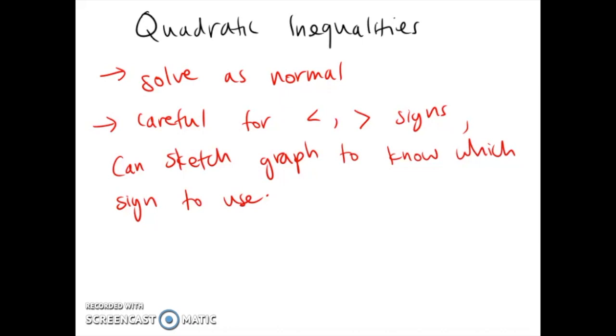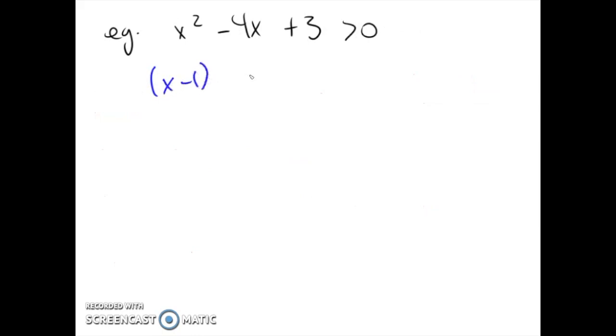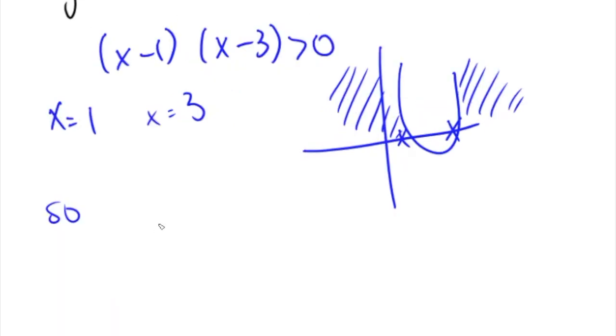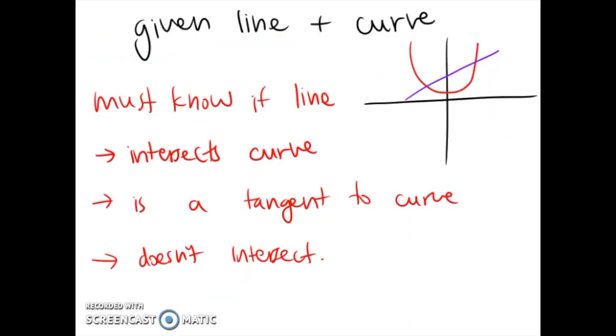Next, we're going to look at quadratic inequalities, and these are fairly straightforward because all you would have to do is solve for x as normal, and then be careful of the greater than or less than signs, and you can sketch a graph to help you with that. So as an example, x squared minus 4x plus 3 is bigger than 0. First you just solve it as normal, so you would factorize it and find that x is 1 and x is 3, and then you can sketch a graph to see how it would look. And since the equation tells you that it is bigger than 0, you would shade the region above 0, and now you know that x is bigger than 3 and x is less than 1.